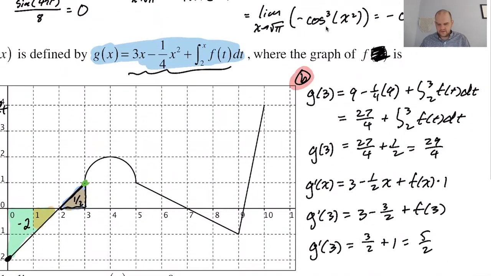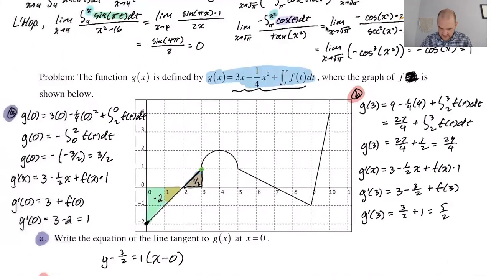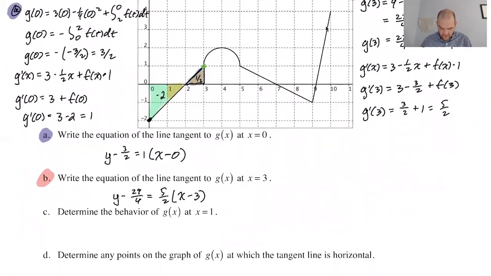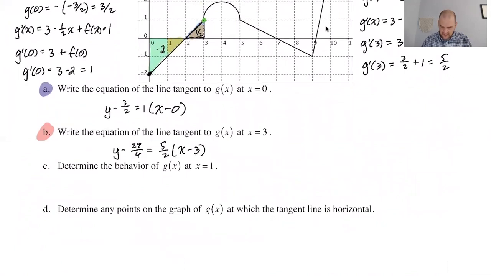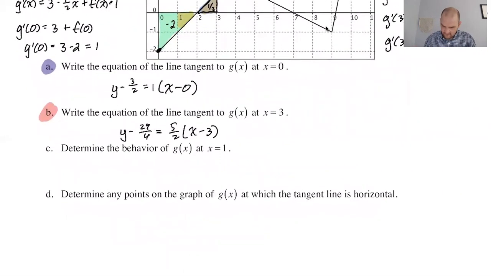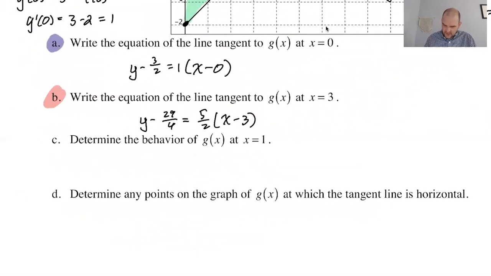All right, so we've done a lot so far. Let's see what the next question is, and if it's feasible and reasonable to actually do it here. Determine the behavior at x equals 1. All right, so when a question says that, it's like increasing, decreasing, concave up, concave down. It could also be like relative maximum, relative minimum. Like there's all kinds of options. So we need to figure out g prime and g double prime.